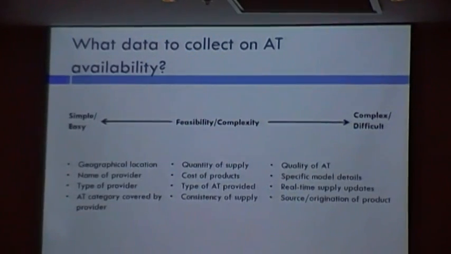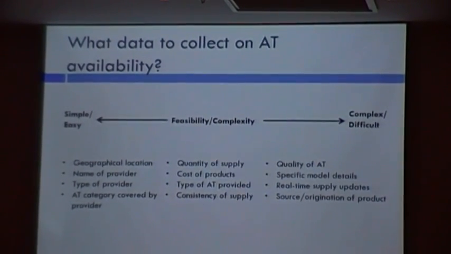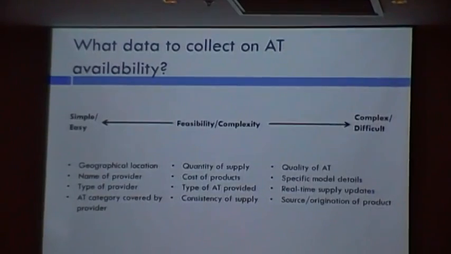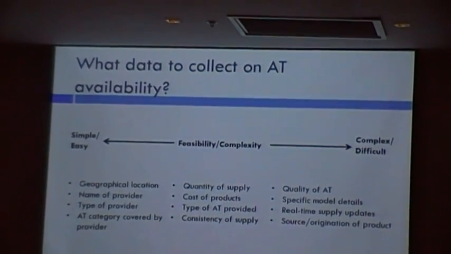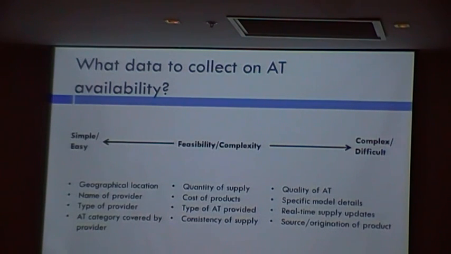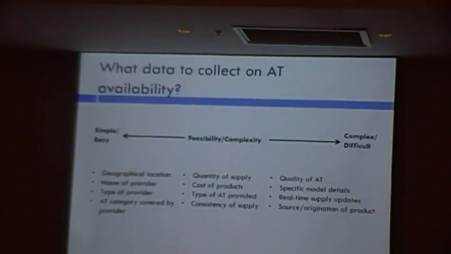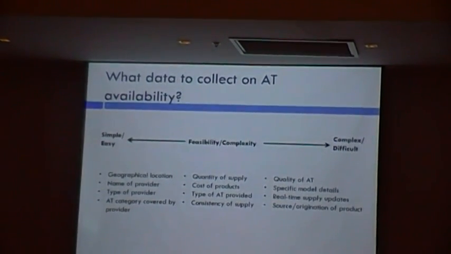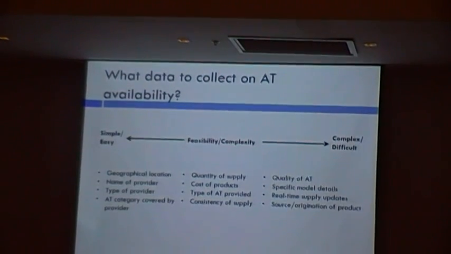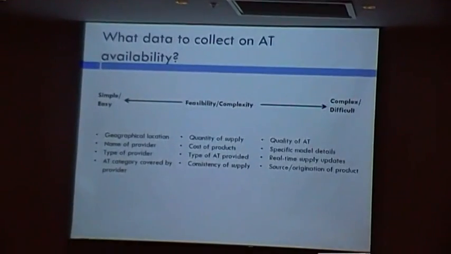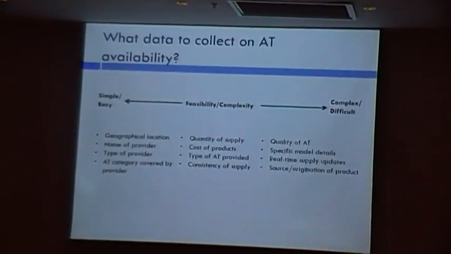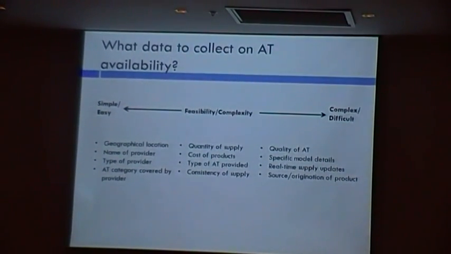Important factors include the availability of assistive technology and the type of AT provided, consistency of supply, quality of AT, specific model details, real-time supply updates, and source of origination of the product. Those are some of the questions that the project will be seeking to answer.